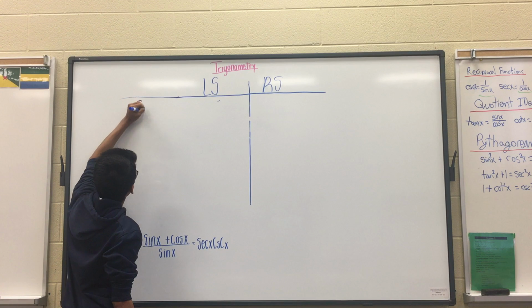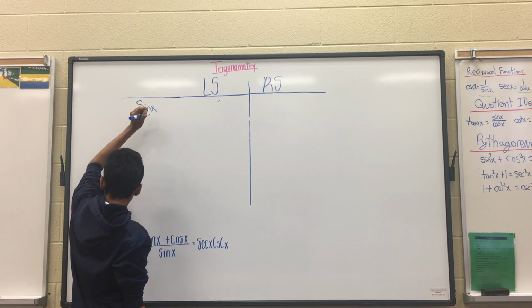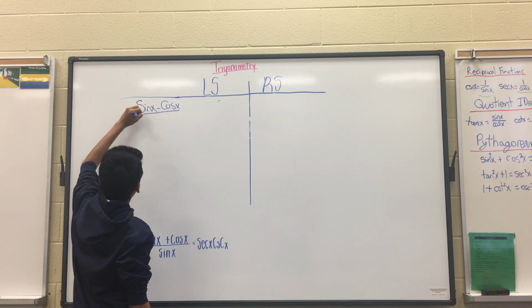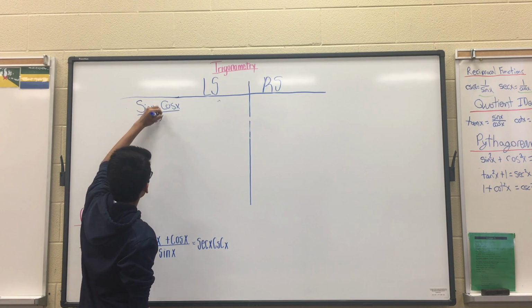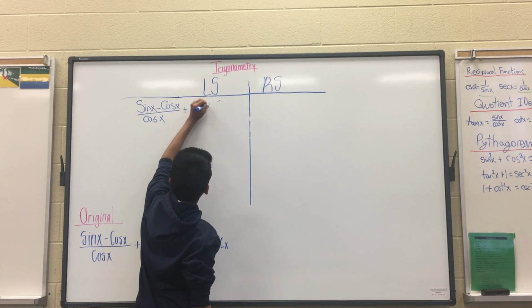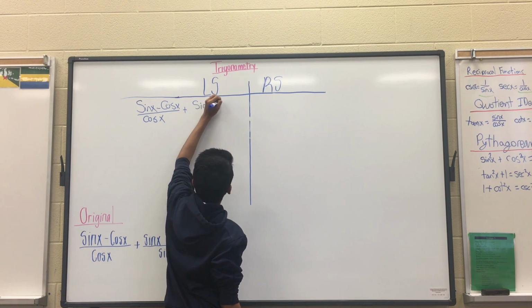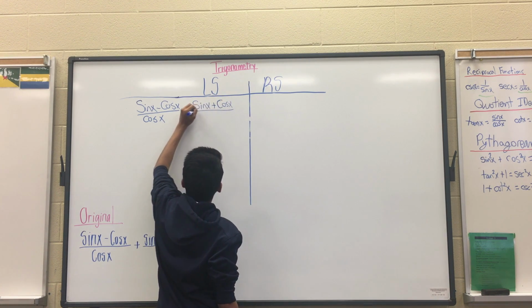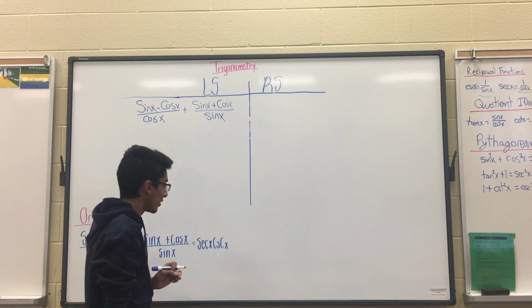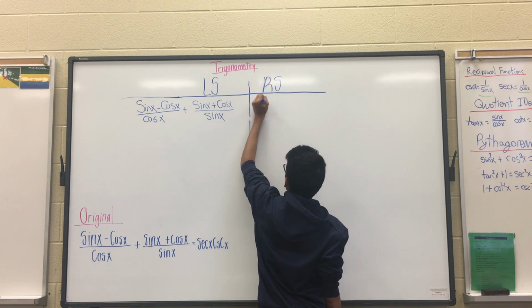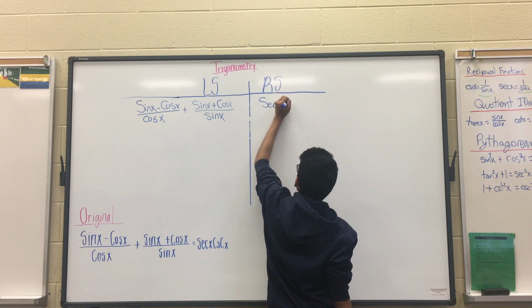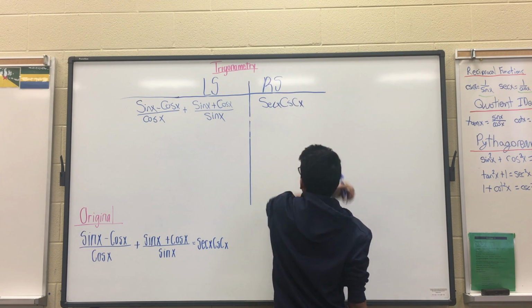So, we start with (sin x - cos x) over cos x, plus (sin x + cos x) over sin x. Okay, now it's time for the right side. Secant x times cosecant x.